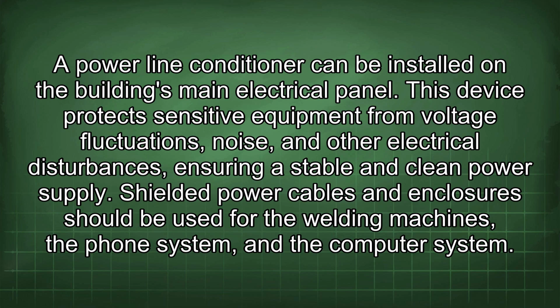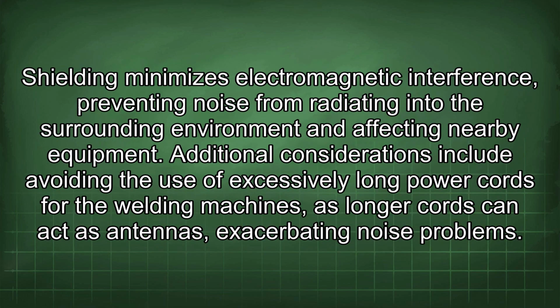Shielded power cables and enclosures should be used for the welding machines, the phone system, and the computer system. Shielding minimizes electromagnetic interference, preventing noise from radiating into the surrounding environment and affecting nearby equipment. Additional considerations include avoiding the use of excessively long power cords for the welding machines, as longer cords can act as antennas, exacerbating noise problems.